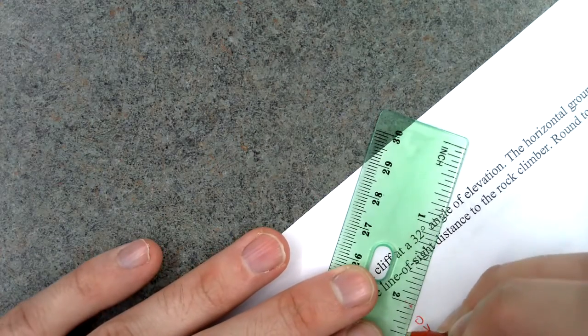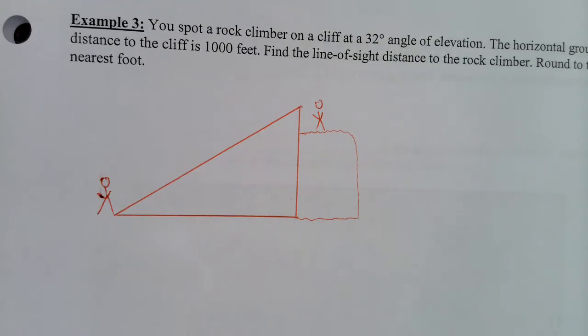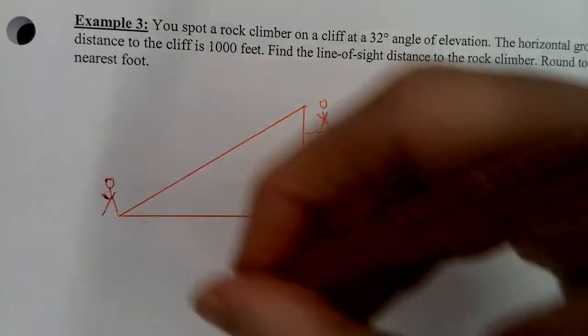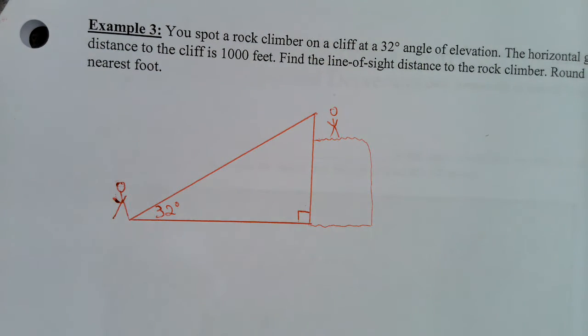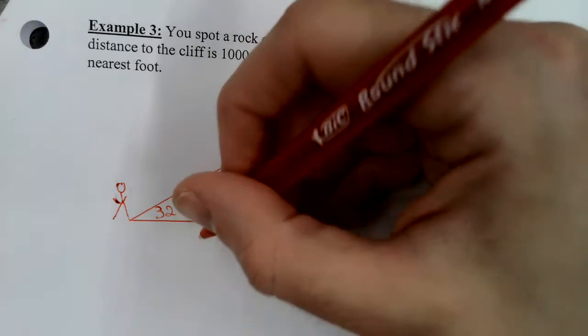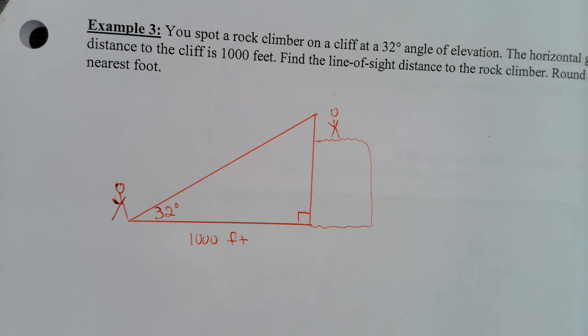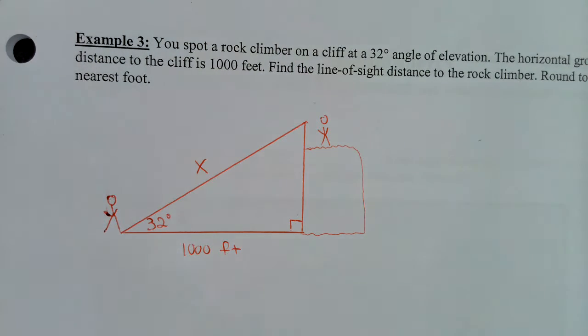But here'll be my triangle. "32-degree angle of elevation," so I'll put that right there. Again, if I tell you how far above the ground my eyes are, then you have to worry about that, but if I don't tell you, don't worry about it. He's 1,000 feet horizontally. Find the line of sight distance. So that's the line of sight right there, from me to the rock climber. That's what I'm looking at, so that's what I'm trying to find. I'm trying to find x.